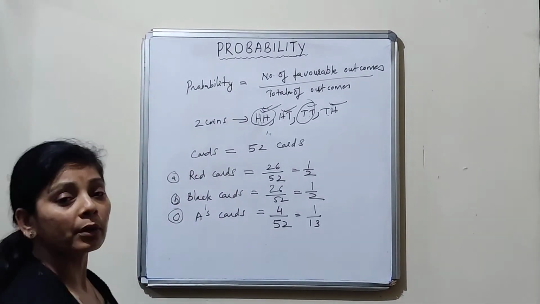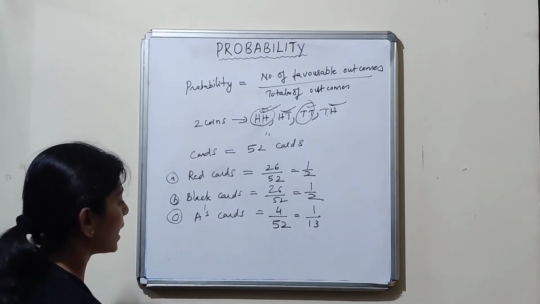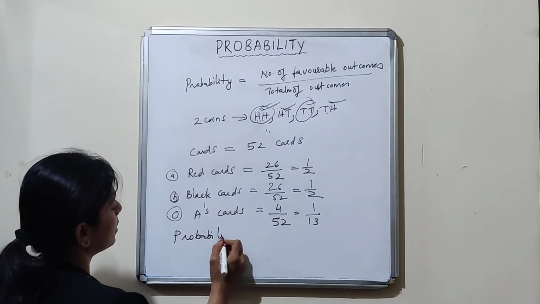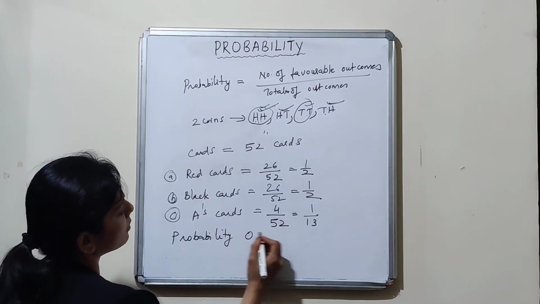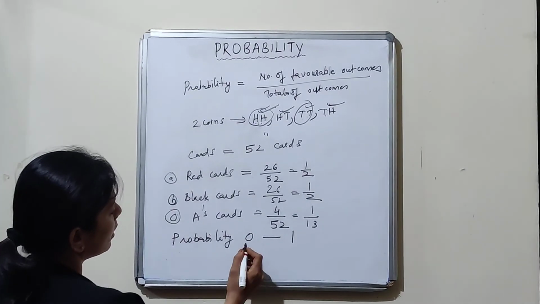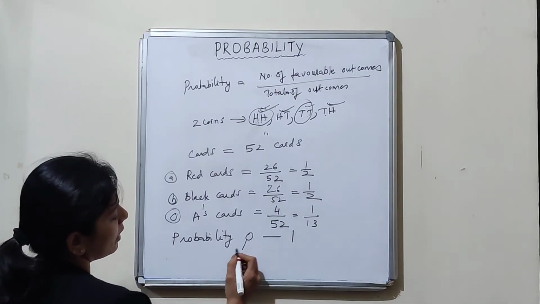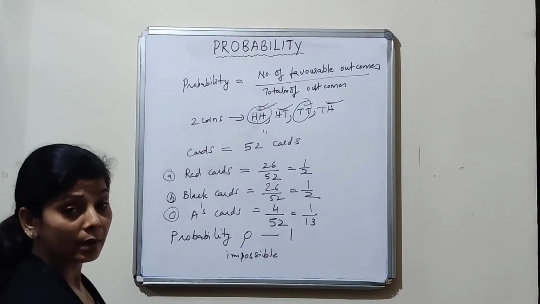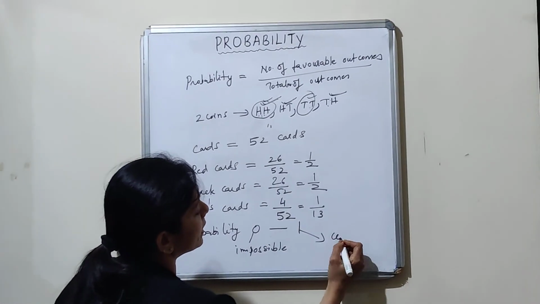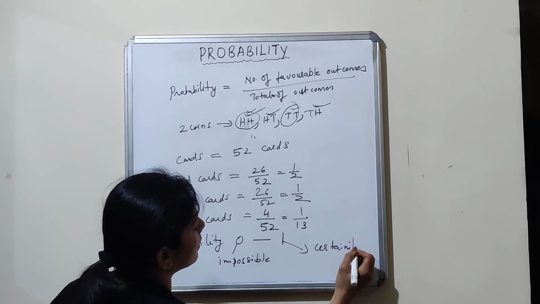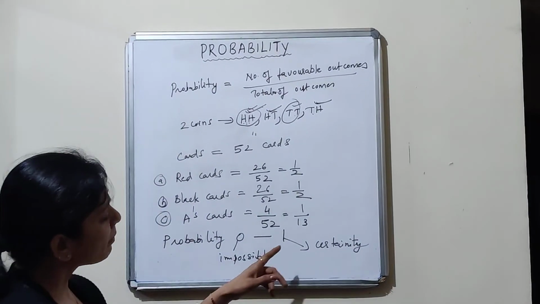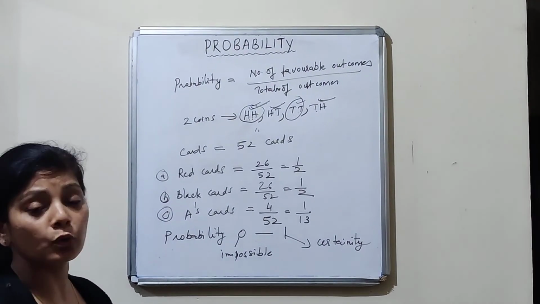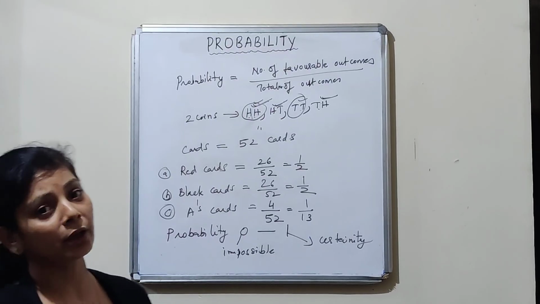Now one important thing I would like to state here is that probability generally ranges between 0 and 1. Here 0 means that the event is impossible and 1 denotes certainty. 1 means that the event is certainly going to happen, and when it's 0 it means there is no possibility for the event to happen. Thank you. I hope it's clear.